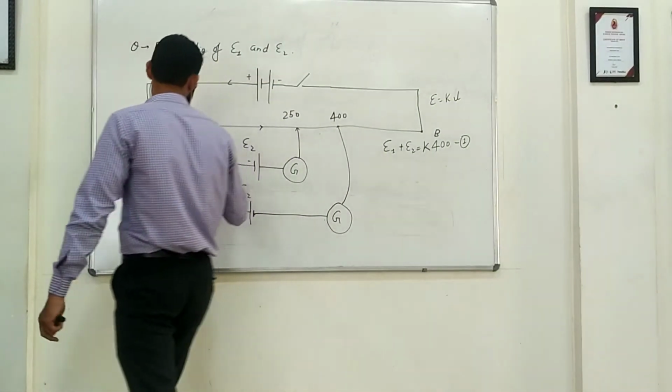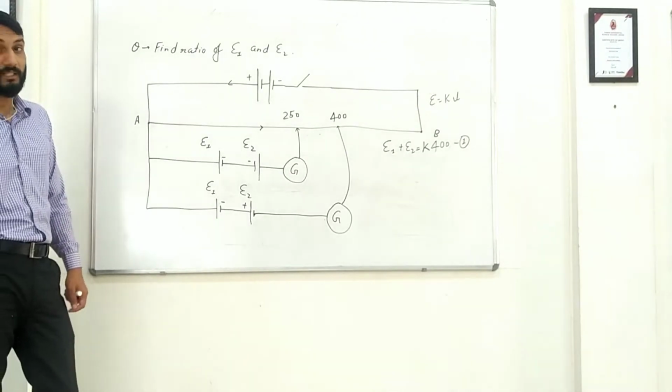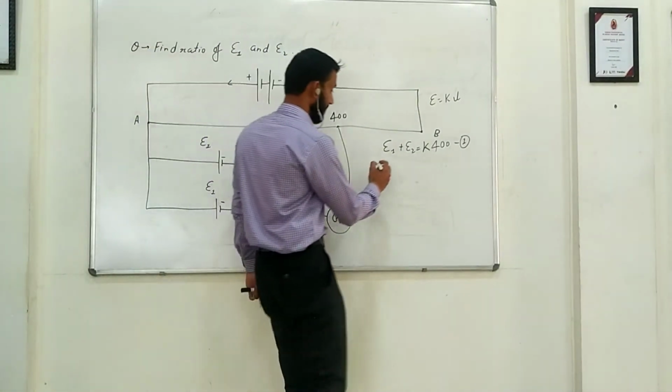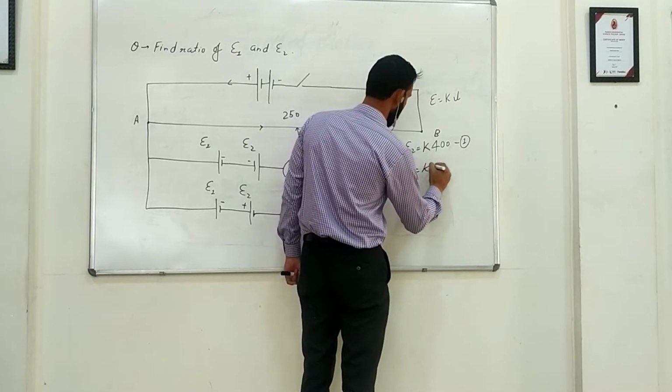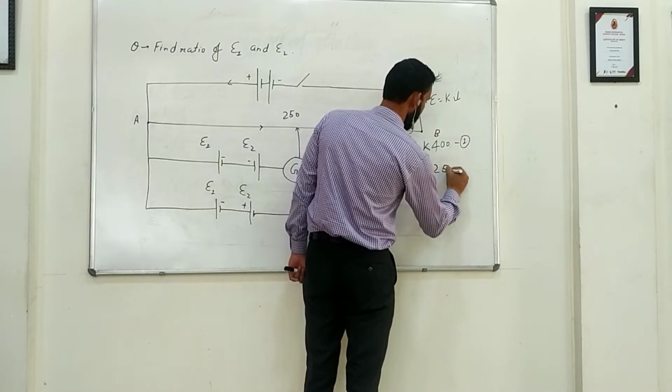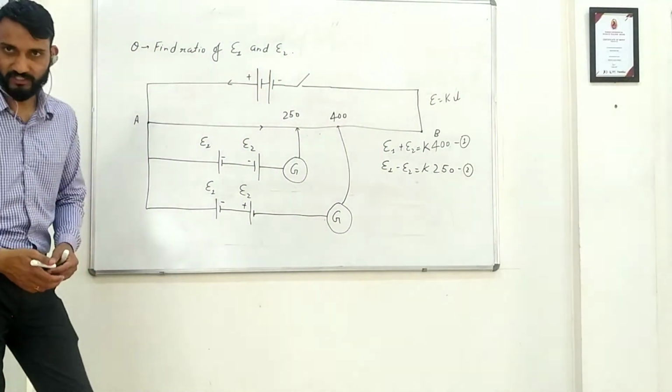Correct? Now in the second one, negative is connected to negative. Now what will happen? They will be subtracted. So this will be E1 minus E2 is equal to K into 250. This is second. So we have formed two equations.